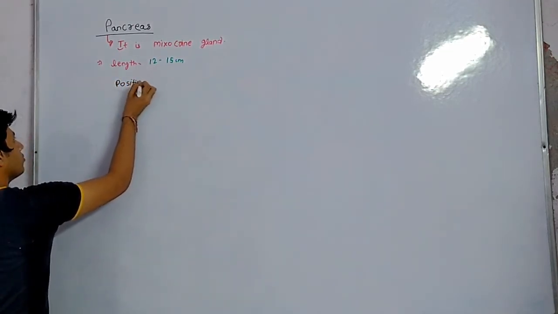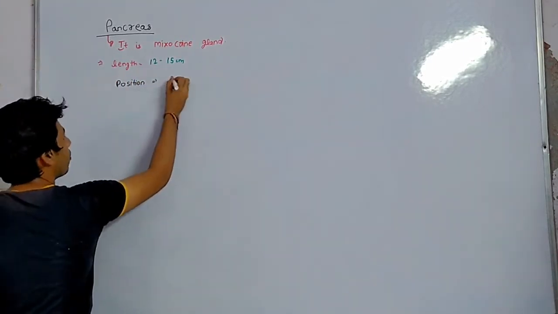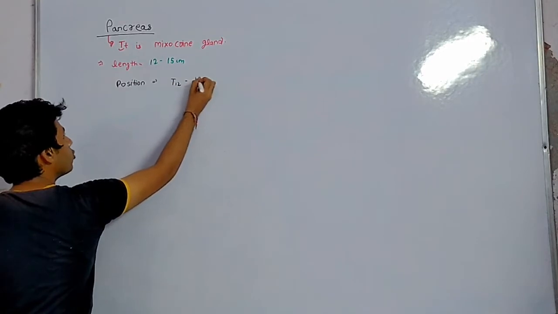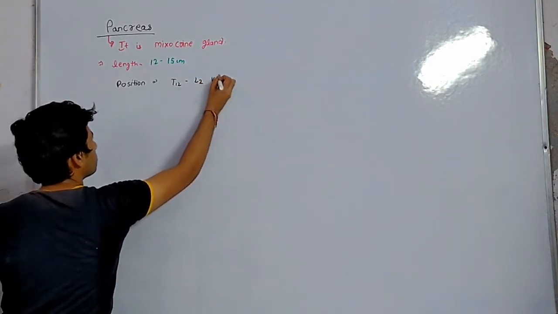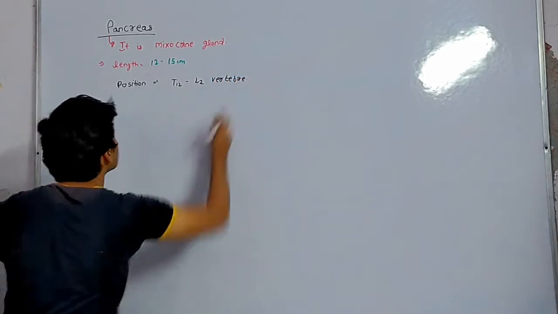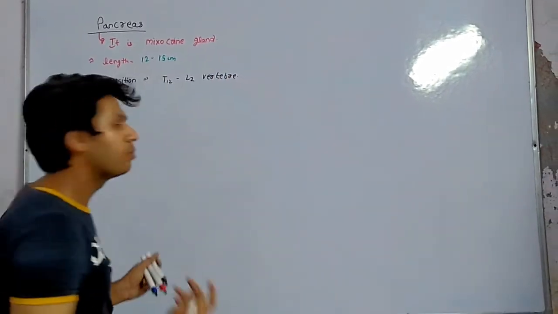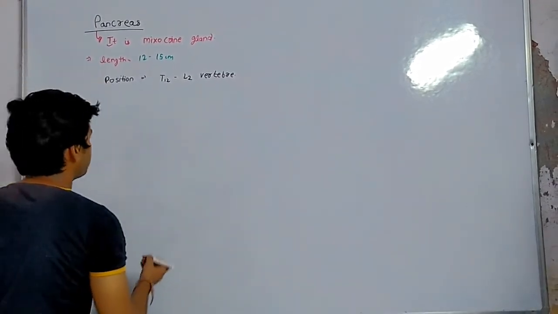Its position: it lies from the T12 to L2 vertebra. These are some important things about the pancreas. Now, how is it arranged in its position?